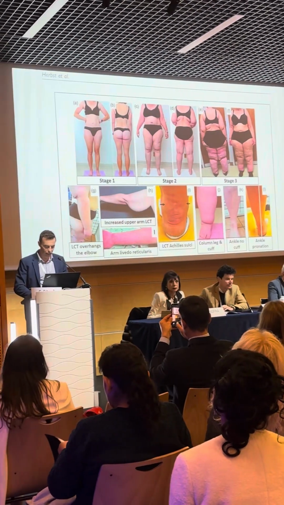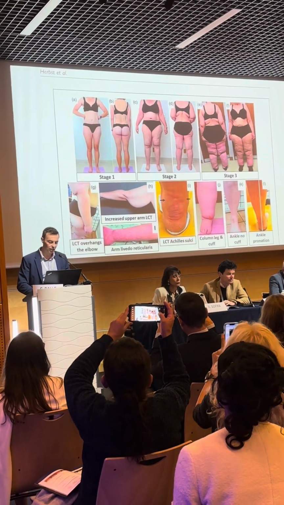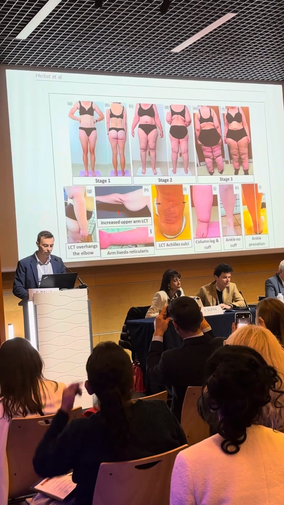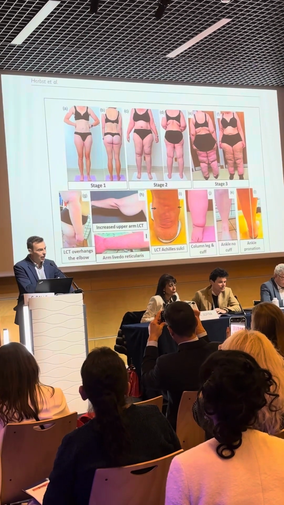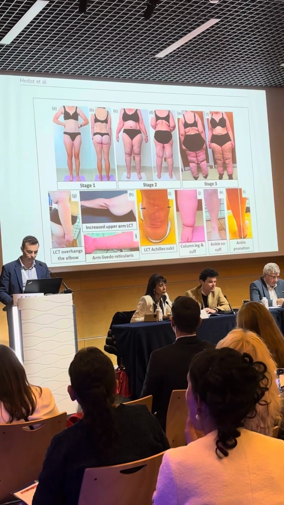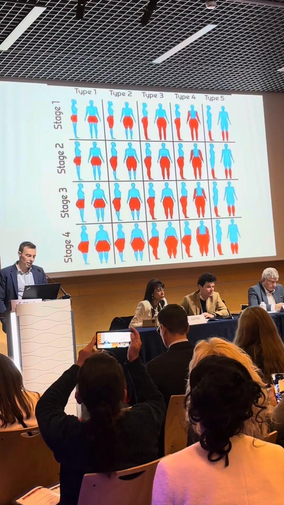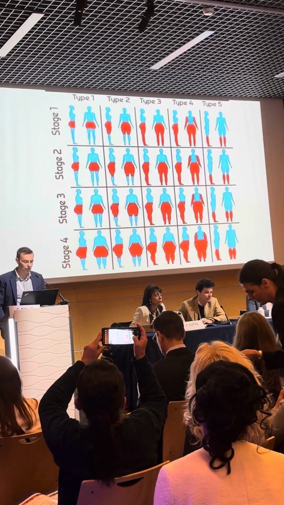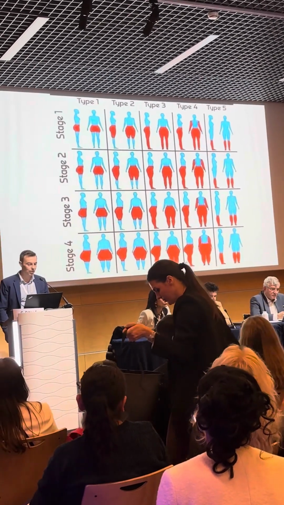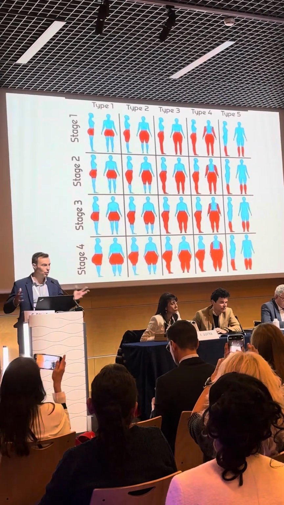Here you can see an example of another sign. It's a cuff sign. This line here in the ankle, or we can find the cuff sign on the elbows in advanced stages of lipedema. We have at least 4 stages of lipedema and 5 types of lipedema depending on the distribution of fat accumulation.